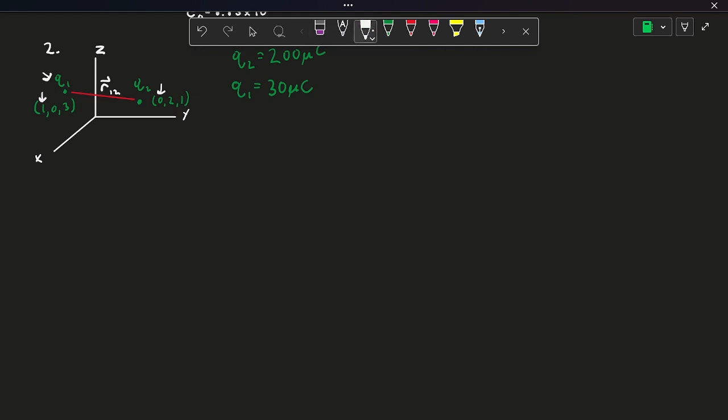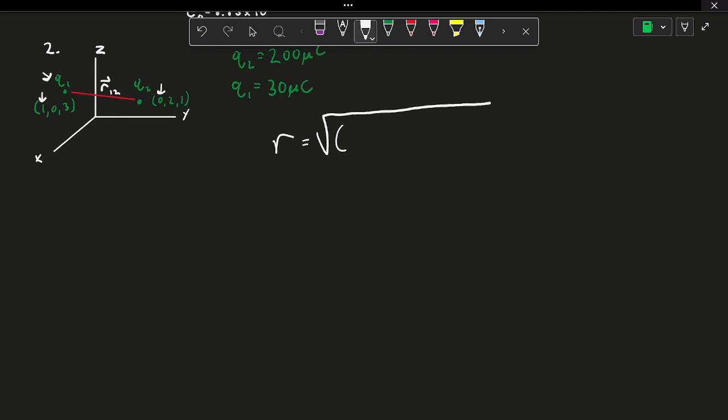So the first thing we need to do is figure out R. R is going to be the distance between them. It's going to be given by the distance formula, which is the square root of each of these values subtracted from each other squared. So it's going to be Q2 minus Q1 squared, 2 minus 0 squared, and 1 minus 3 squared. These are all added to each other. This is going to give us a value of the square root of 9, which is equal to 3.